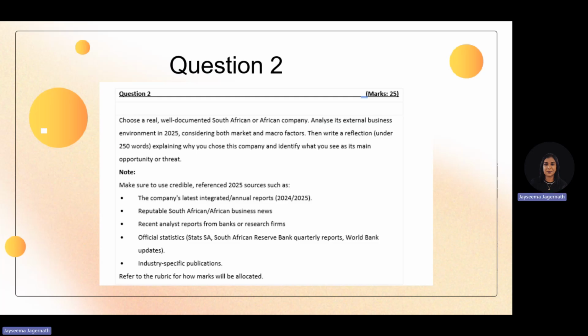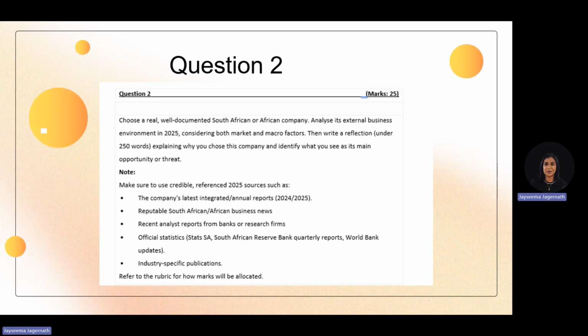Let's choose a real, well-documented South African or African company. Please highlight this. Must be South African or African. Analyze the external business environment in 2025. So make sure that you are now looking at up-to-date information, and you've got to consider both market and macro factors. Then write a reflection under 250 words explaining why you chose this company and identify what you see as the main opportunity and threat.